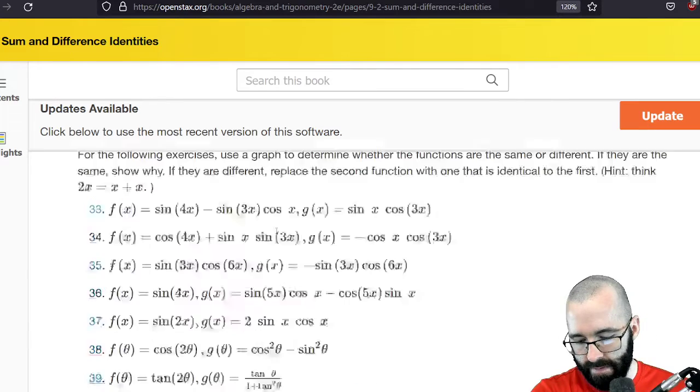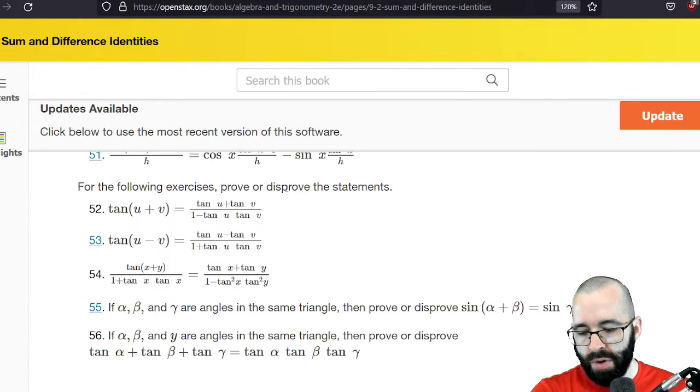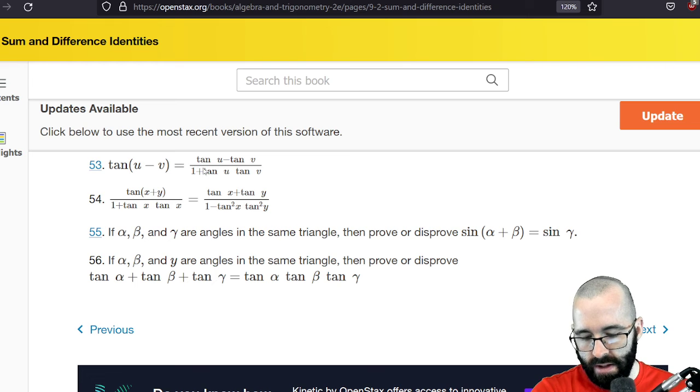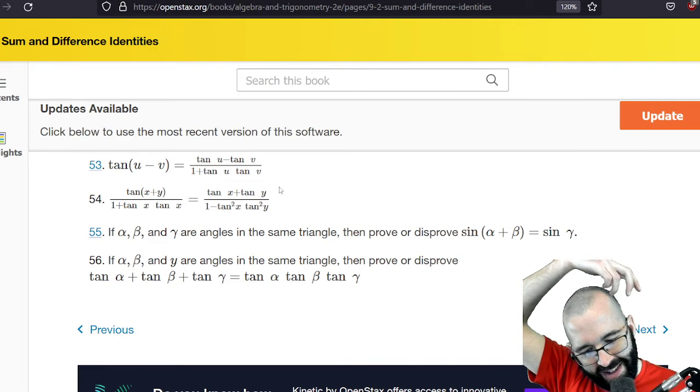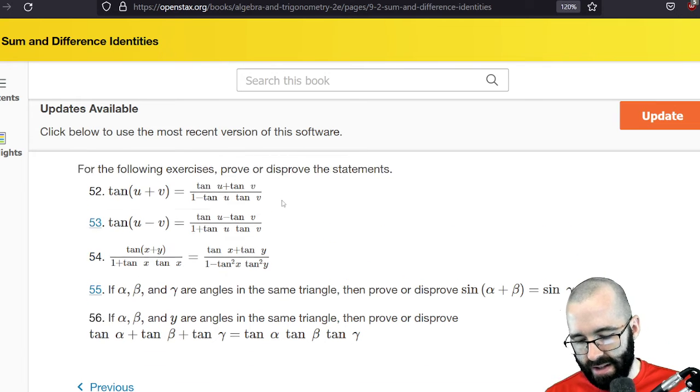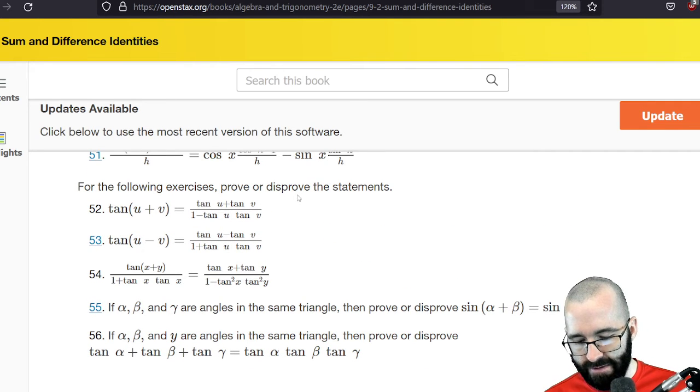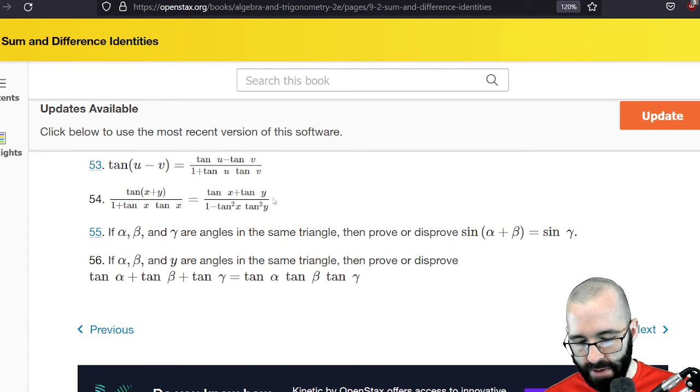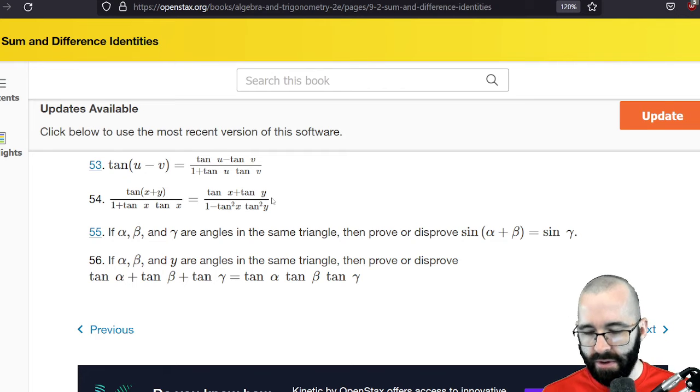If you're curious about the identities part, let's do that now. 53. Prove or disprove the statements. Tangent of u. Wait, I don't want to do 53. 53 is basically how we started the fourth video, just with a minus. Let's do something more interesting. Let's do 54. That looks fun.